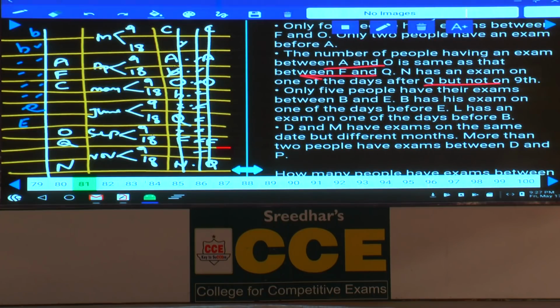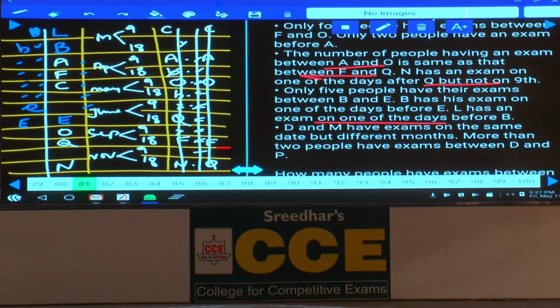And next one, L has an exam on one of the days before B. As L is having an exam before B, this B cannot be on March 9. As B cannot be on March 9, B must be on March 18. If B is on March 18, 5 persons, 1, 2, 3, 4, 5, E is here. If E is here and L is before B, L must be at this place. Done? As L is here, the next one.